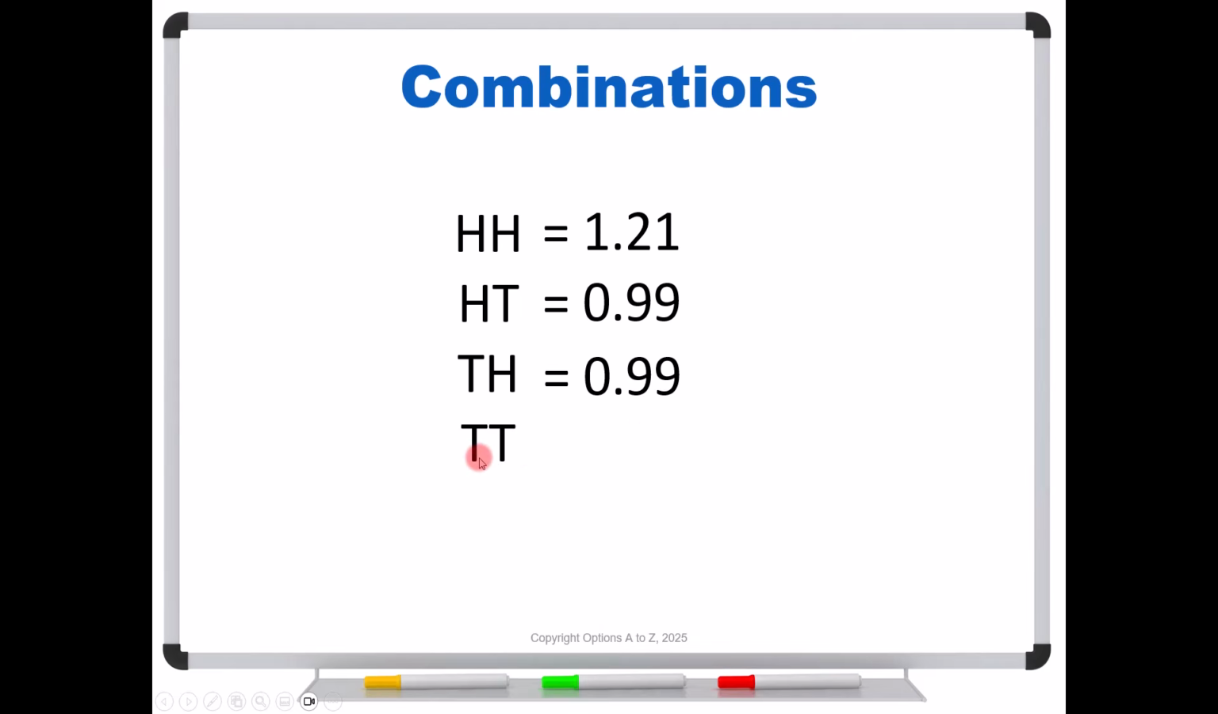If we lose in both periods, lose 10% and then lose another 10%, we actually have 81% of our money, or a loss of 19%. So again, notice that there's only one way to get this advance here to $1.21. There's only one way to get to 81 cents, but there are two ways to get to 99 cents.